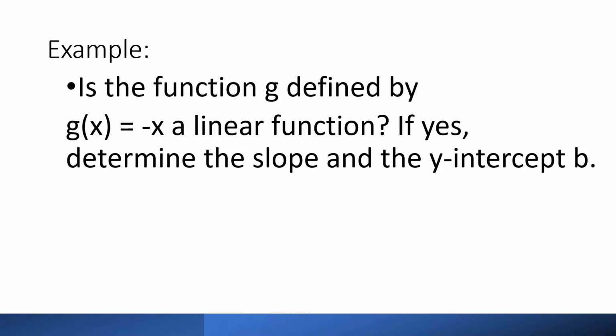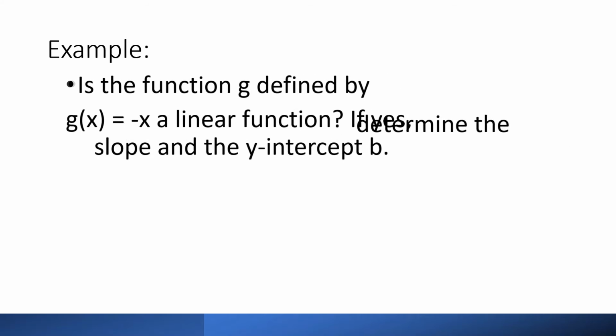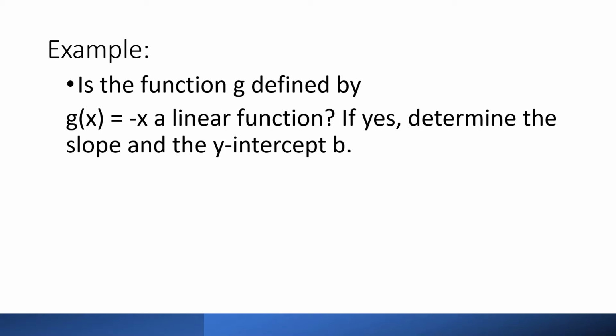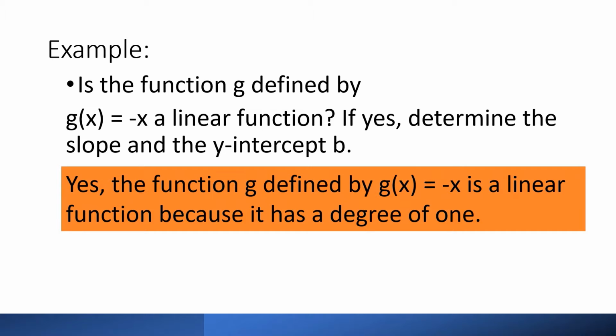Another example is the function g defined by g of x equals negative x. Is it a linear function? If yes, determine the slope and the y-intercept. Yes, you are correct. The function g defined by g of x equals negative x is a linear function because it has a degree of 1.